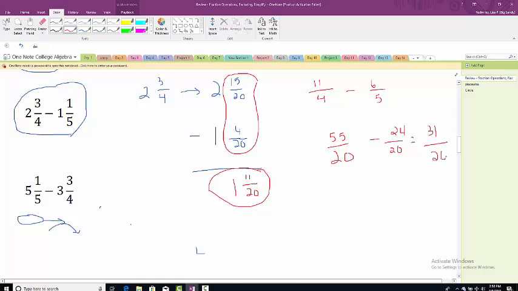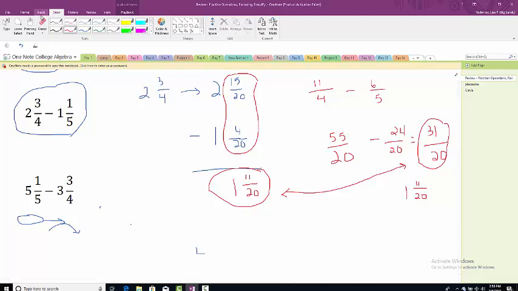Now, just to compare that with the answer we got before, we should change that into a mixed number, just to see if they're the same. 20 goes into 31 one time evenly with a remainder of 11. So we have 1 11/20. And that's our final answer. And as you can see, they're the same thing.